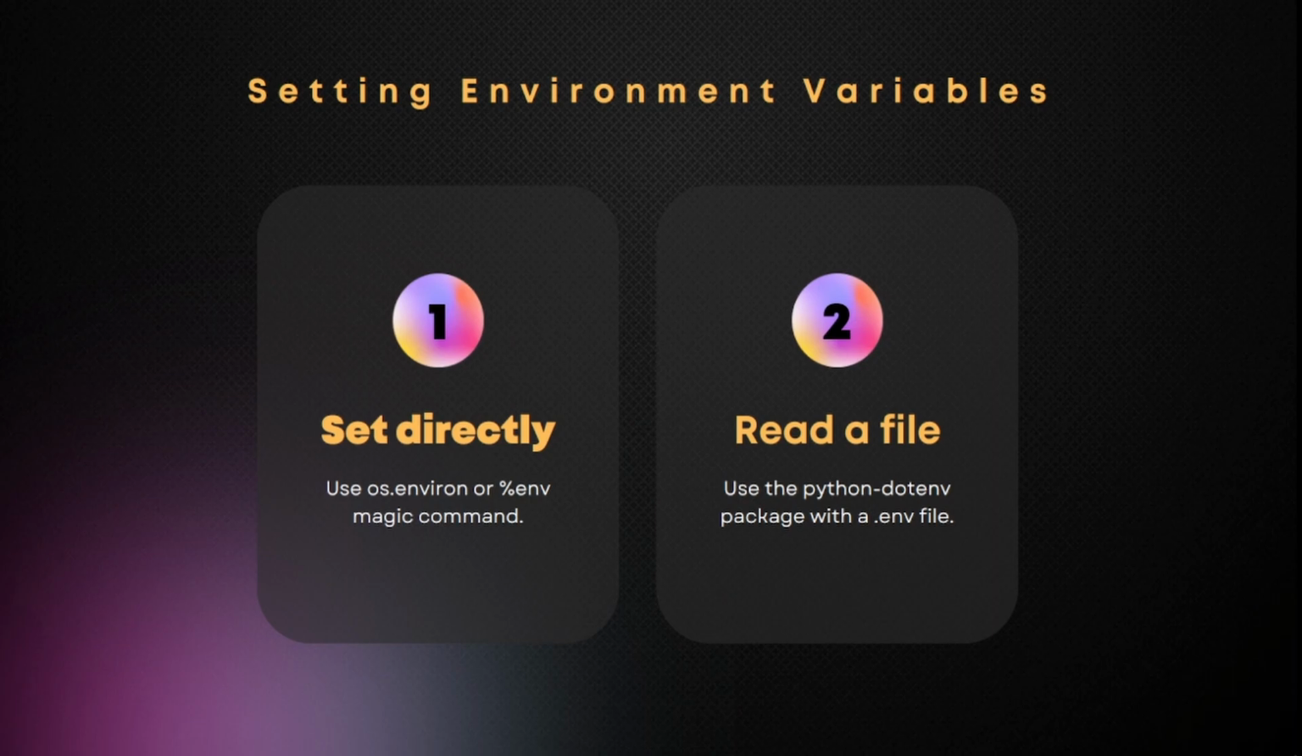Now that we know how to read them, the next thing we want to do is learn how to set them. Well, we can either set them directly or read from a file. Setting them directly is just more temporary in nature, and obviously reading from a file, if you want to save an API key or something like that, that's how you can do it. And we'll cover that in a second.